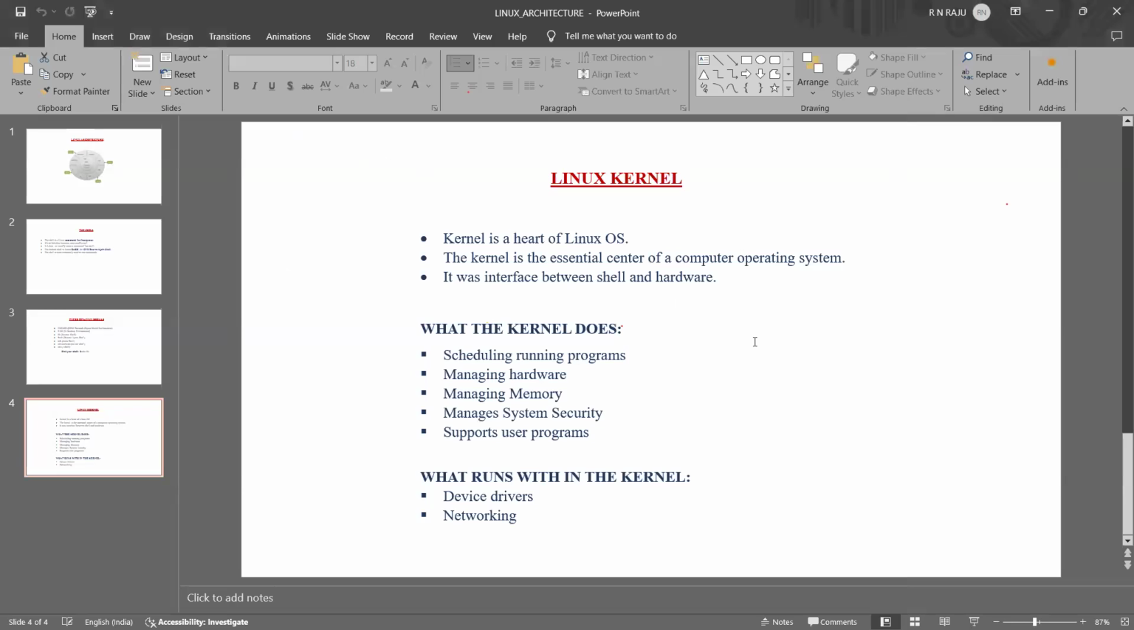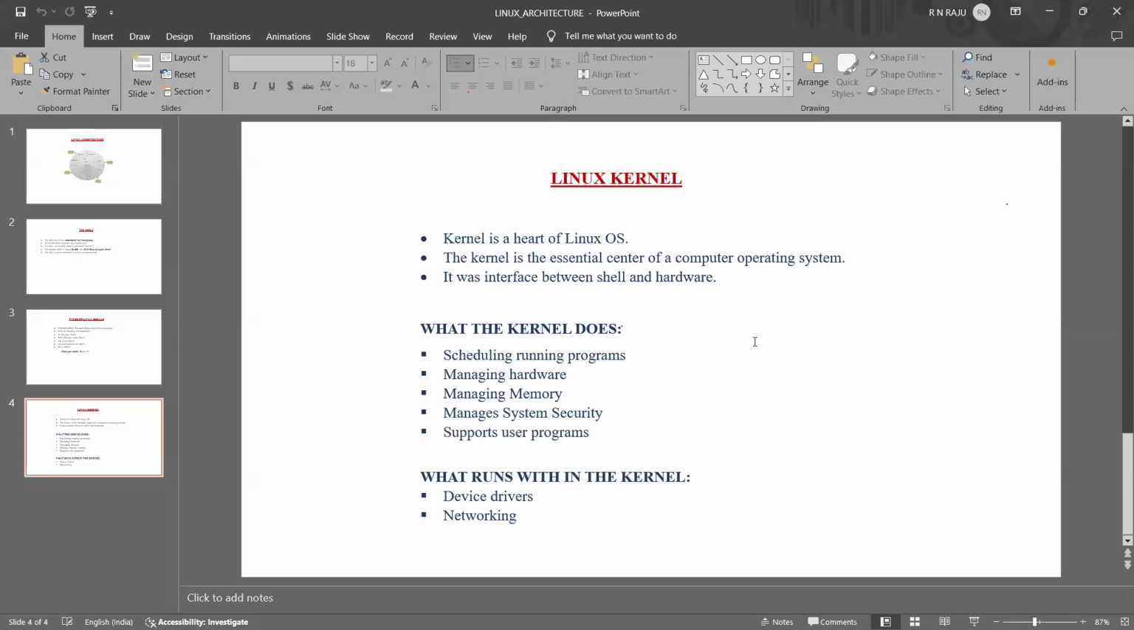So what does the kernel do? Actually, what is the role of the kernel in real time, I mean at the OS level? It's scheduling running programs. It's managing hardware. It's managing memory. It manages system security. It supports user programs and also supports device drivers and networking and everything.